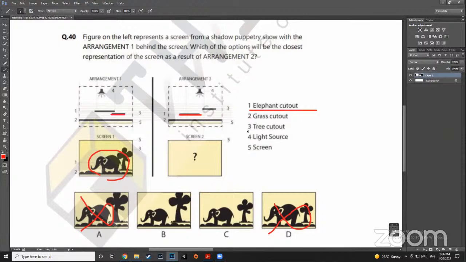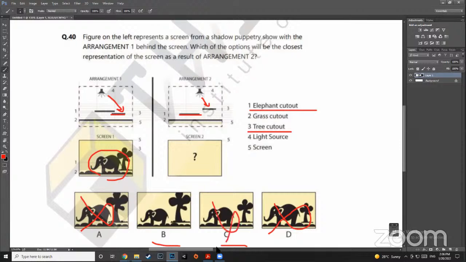Now, cutout 3. What is cutout 3? It is a tree cutout, right? It is away from the shadow, right? But here it is closer to the shadow. That means it has to create a bigger shadow. So which of these options is creating a bigger shadow? It is option B. We can clearly see, right? Tree is appearing bigger in option B, and it is appearing smaller in option C, which will not be the answer.